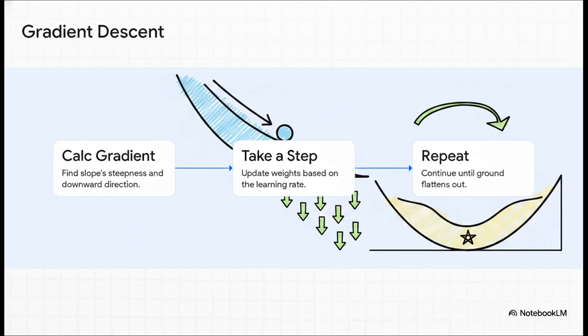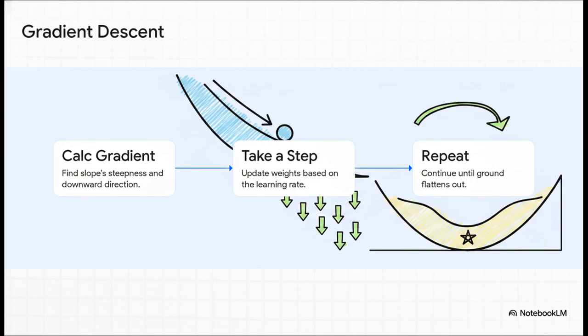Step 1, you calculate the gradient to find the slope's steepness and that all-important downward direction. Step 2, you take a literal mathematical step down the mountain by updating your weights. And Step 3, you repeat, again and again. The model constantly reevaluates its precise position, feels the slope of the ground, and takes another step downward.